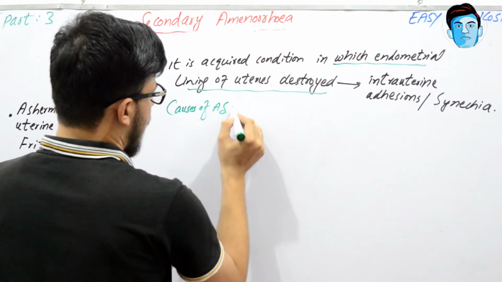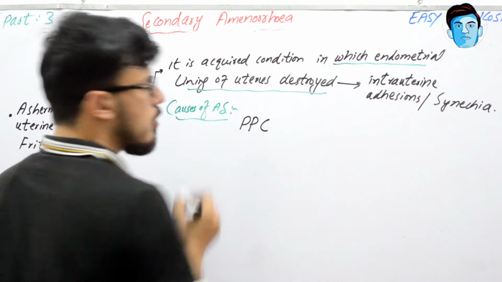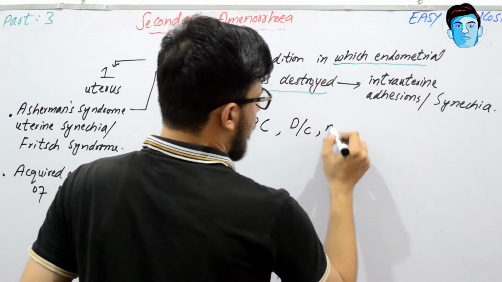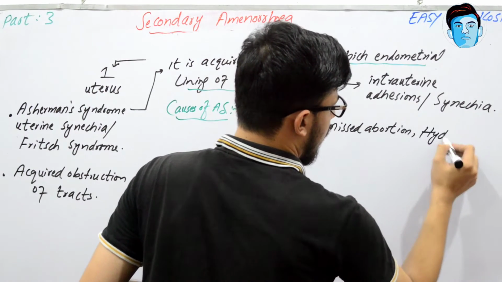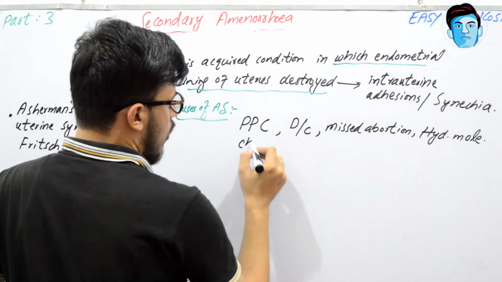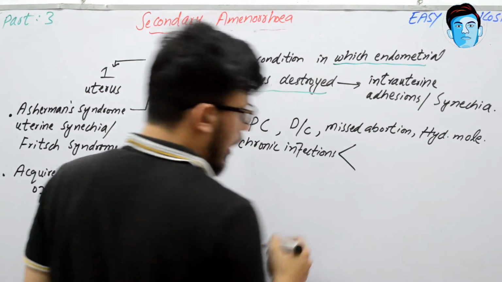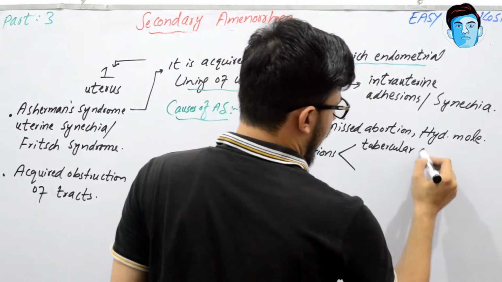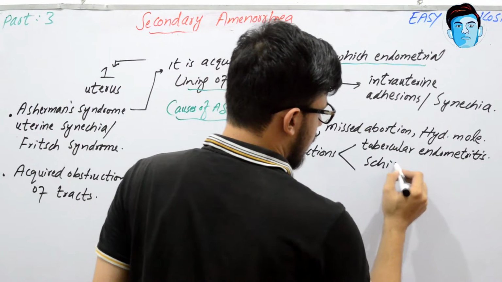Now, what are the causes of Asherman Syndrome? The major cause is postpartum curettage and dilatation and curettage. Also it includes missed abortion, hydatidiform mole, and chronic infections. In chronic infections, there could be TB infection like tubercular endometritis, and often schistosomiasis.